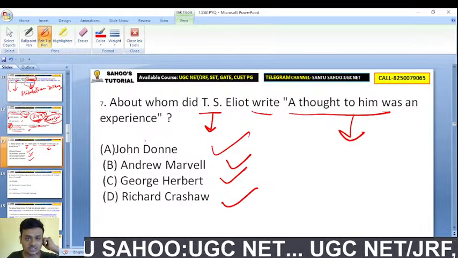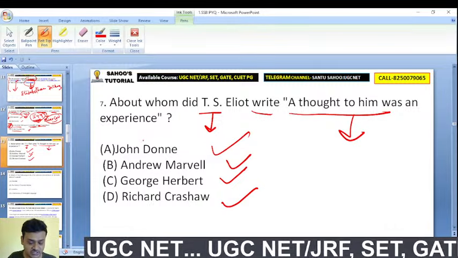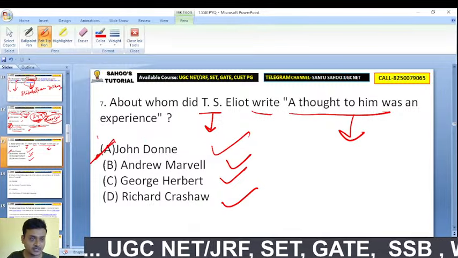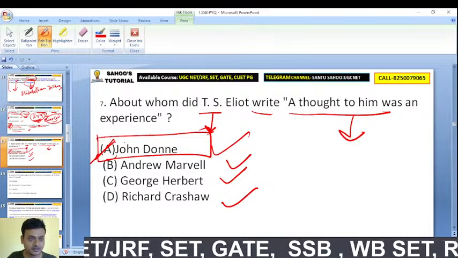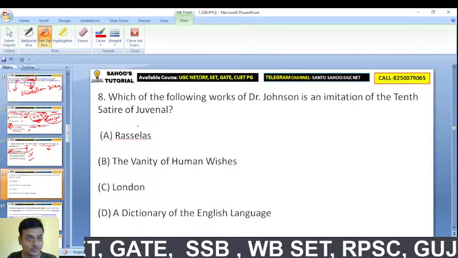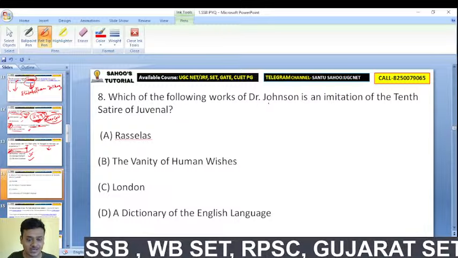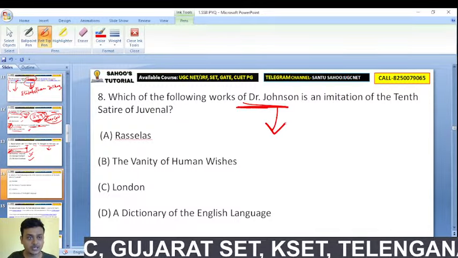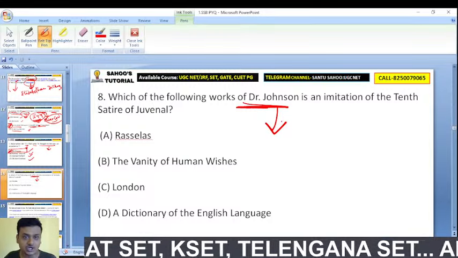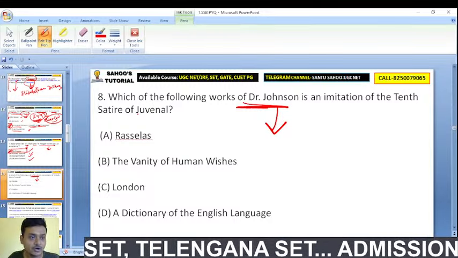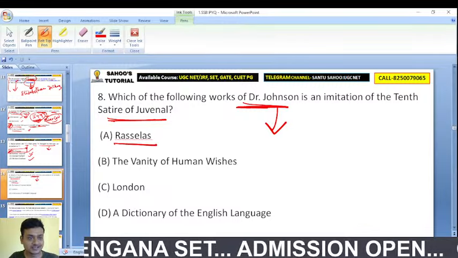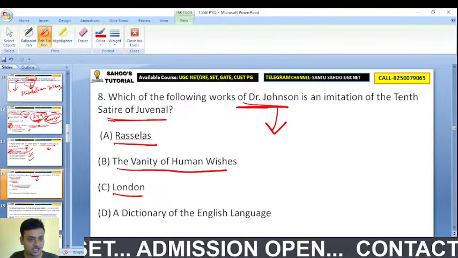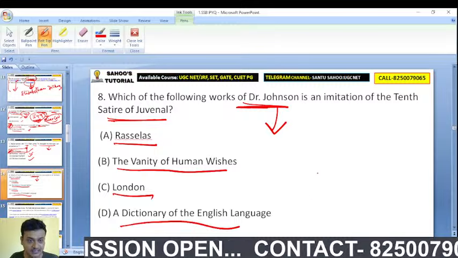Here, a thought to him was an experience is actually about John Donne. Excellent. A is the right answer. Moving on to question number 8. Which of the following works of Dr. Samuel Johnson is an imitation of the 10th satire of Juvenal? Rasselas, The Vanity of Human Wishes, London, A Dictionary of the English Language.